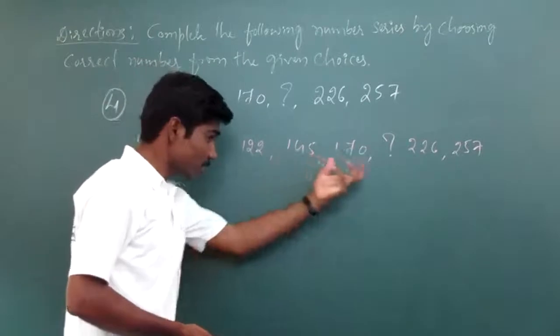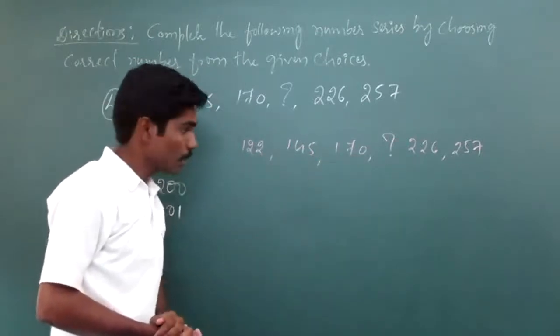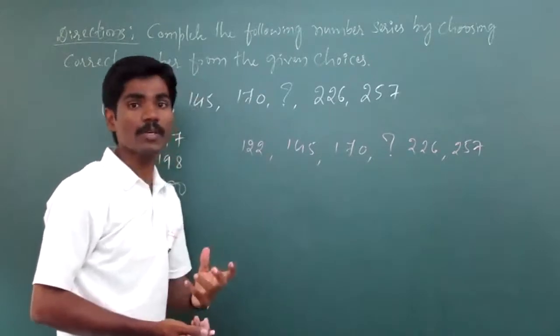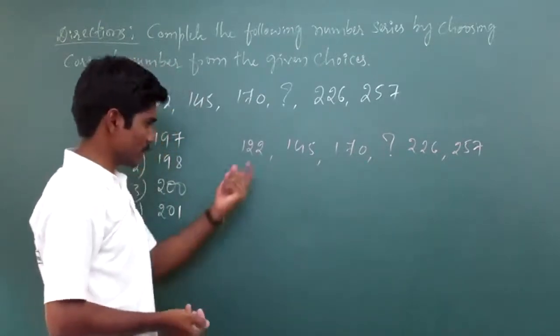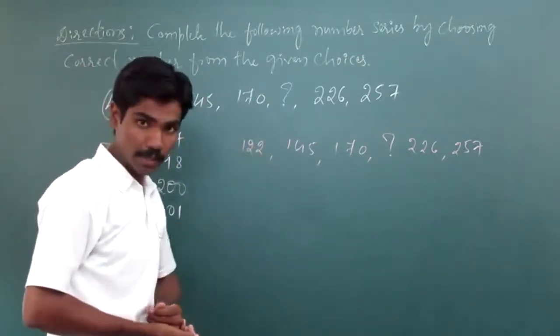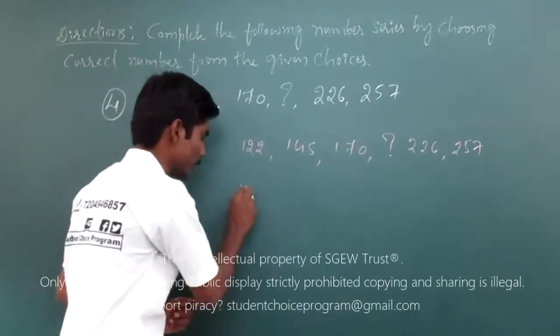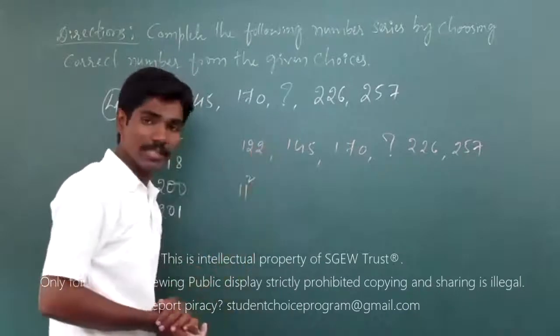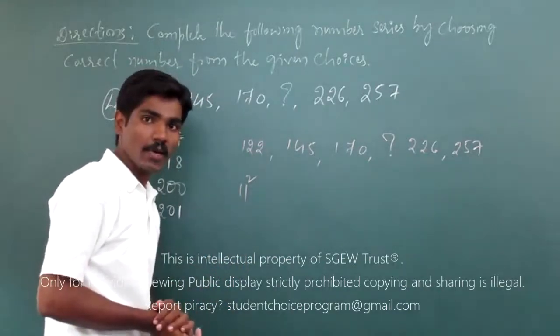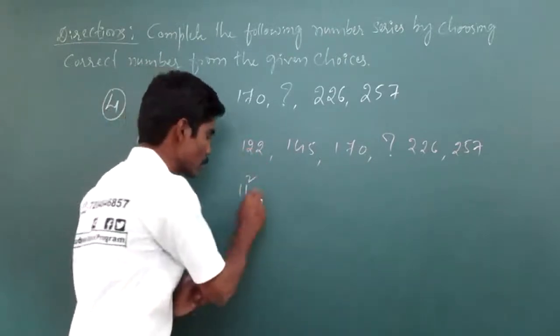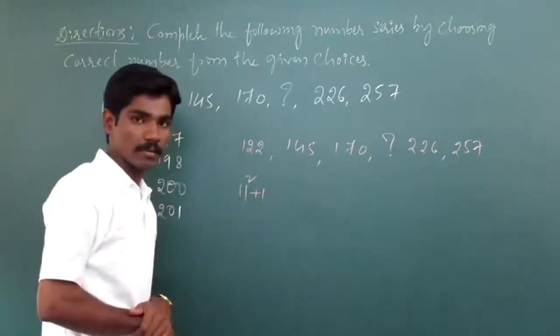When you observe these numbers carefully, these numbers are nearer to squares of some numbers. For example, when you consider the number 122, this 122 is nearer to the square of 11. Now what is the square of 11? It is 121. I am having 122. That means square of 11 plus 1.